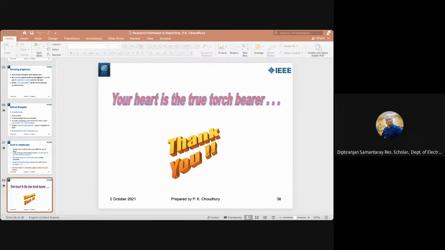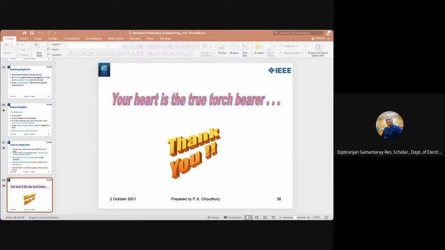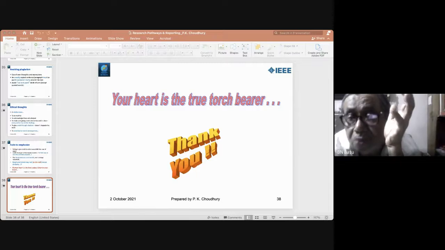Actually, I have seen so many papers, sir, where the same equations are repeating. So that's why I asked whether we will repeat that equation. If it is necessary for the presentation of your work in the text of the paper, you have to do it.